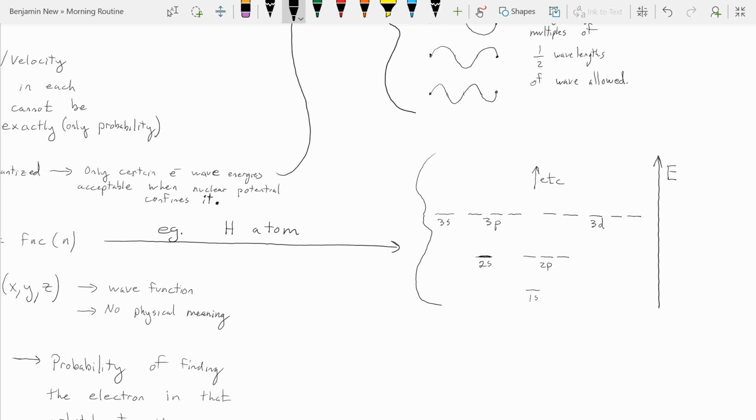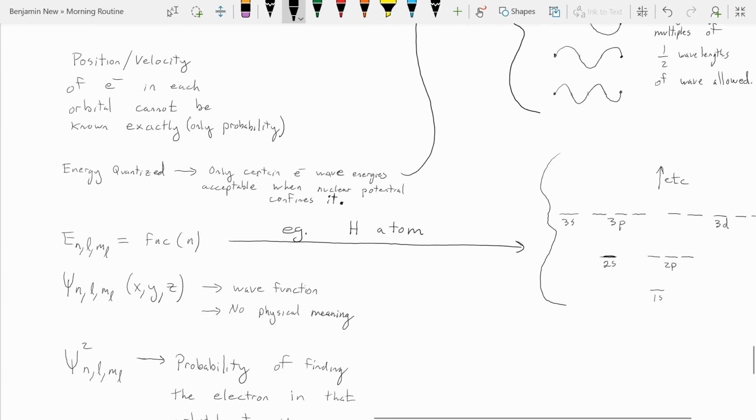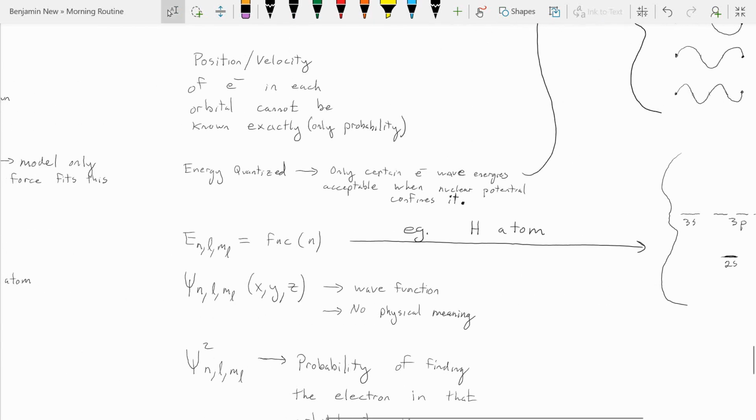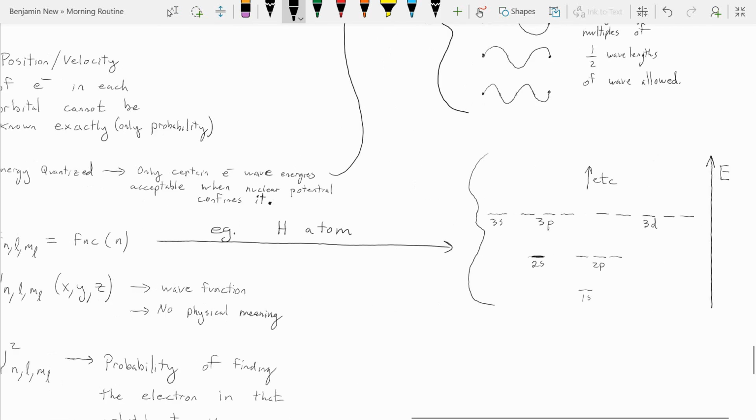Now when you add more electrons, like when you have helium or lithium or anything like that, the degeneracy is broken. And so the s and the p and the d all have different energies, which you might be familiar with based on what's called the Aufbau principle. So only the hydrogen atom is where the energies depend only on n, but for all other atoms with multiple electrons, the energy will depend on both n and l.